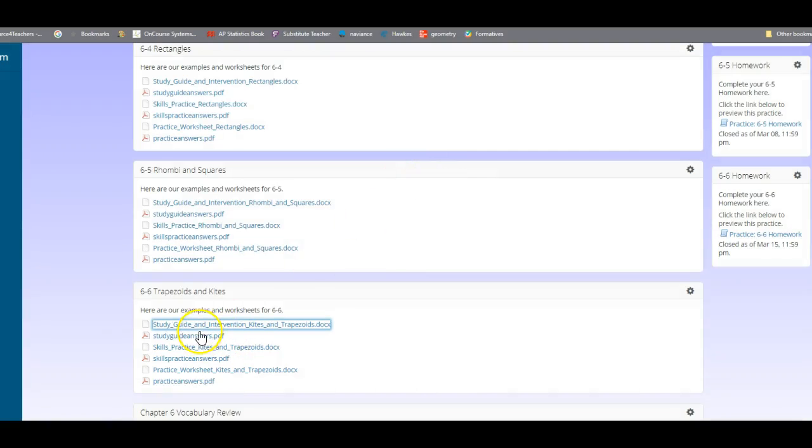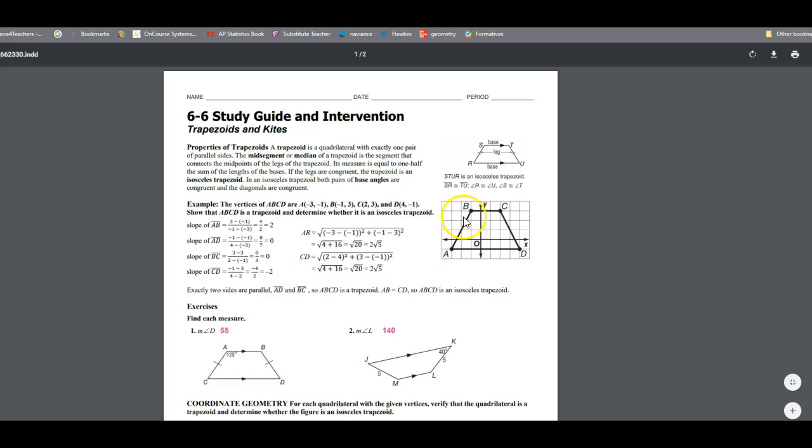Now, if a student misses class, here's the study guide answers. If they're not there for that particular day, they can find that on the class page as well. There's a study guide with the answers filled in.